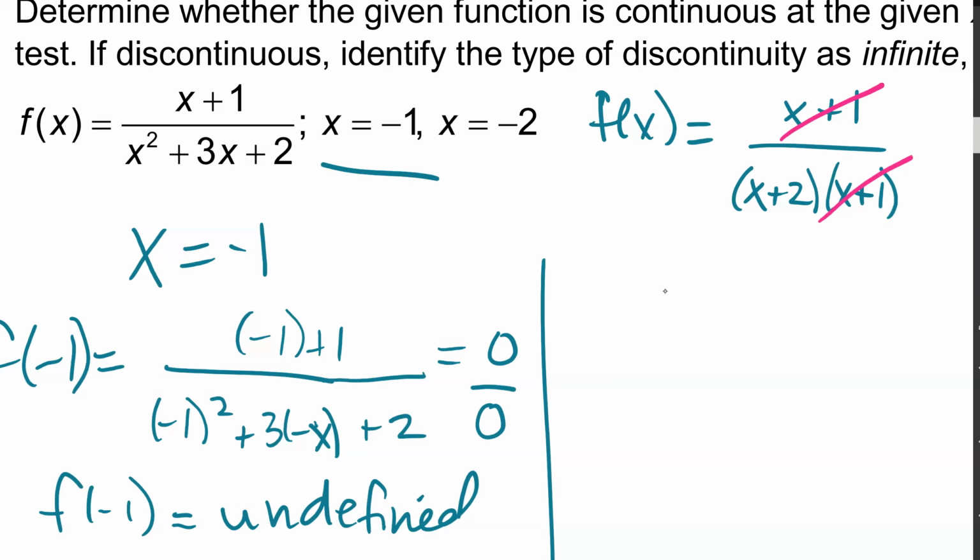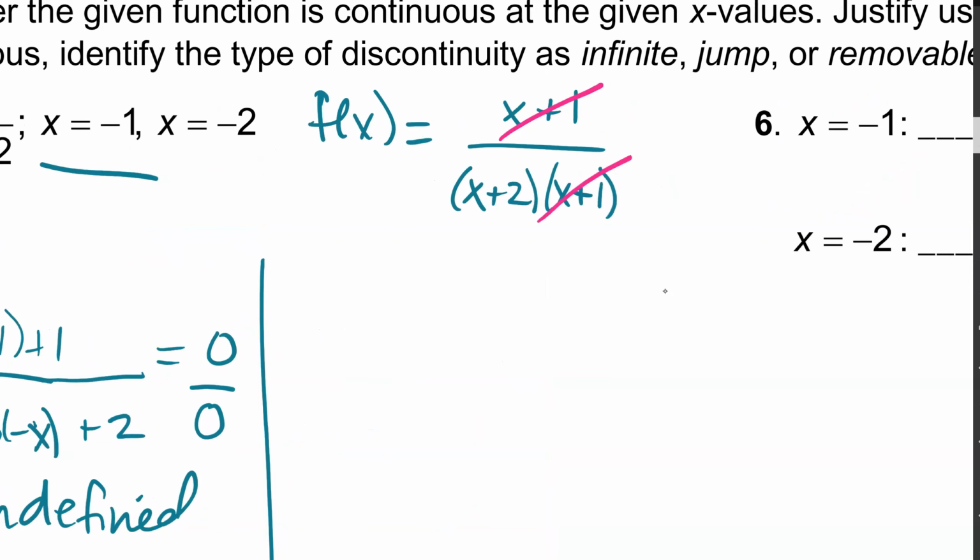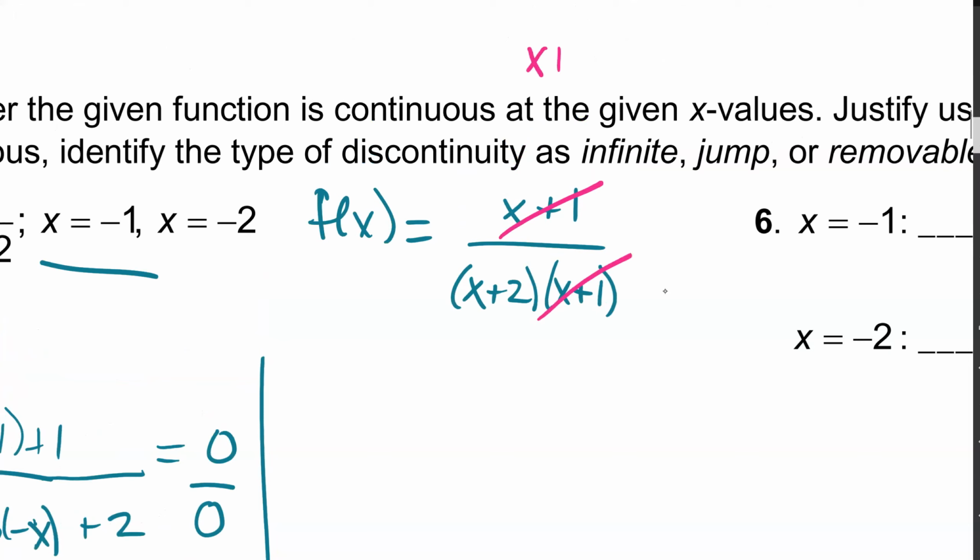Whenever you have a factor on the top and bottom that cancels, that is where you'll have a hole. Whichever factors don't cancel and remain on the bottom, those are your infinite discontinuities. I'm going to say this again. So I fully factored. Now, the solution associated with the factor that cancels is where your hole occurs. So if I set x plus 1 equal to 0, what is the solution? Negative 1. So this tells me at x equals negative 1, I'll have a removable discontinuity.